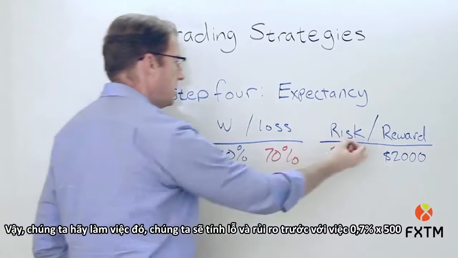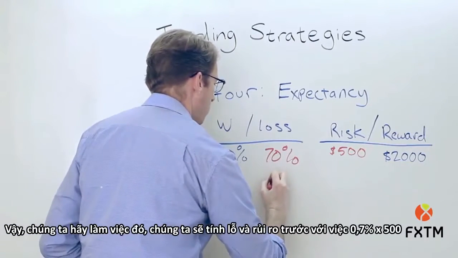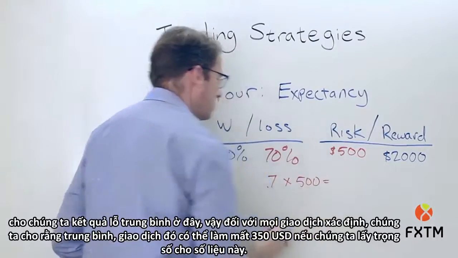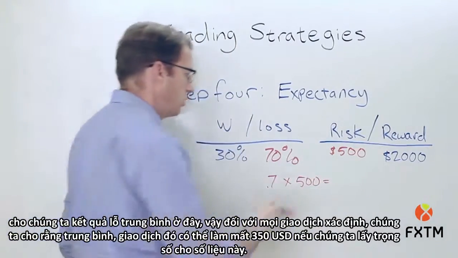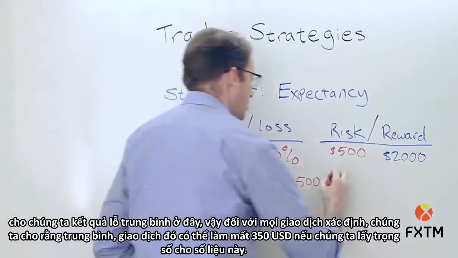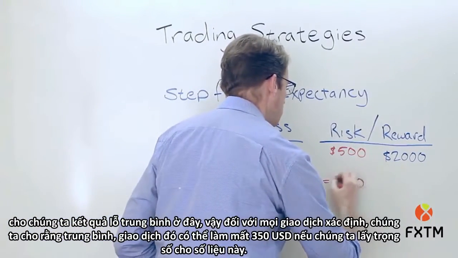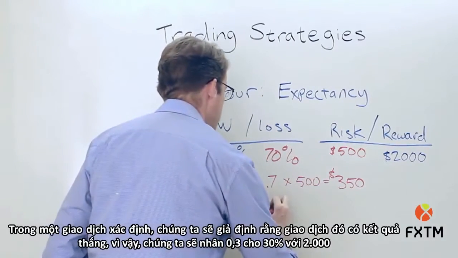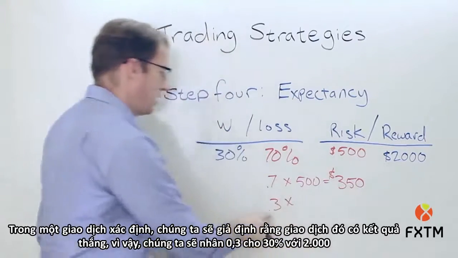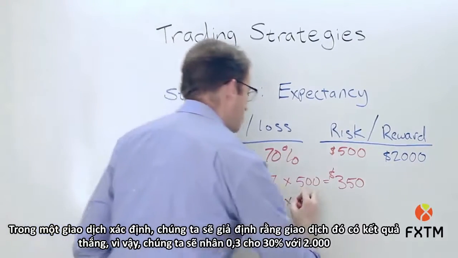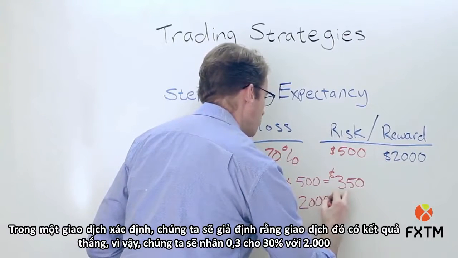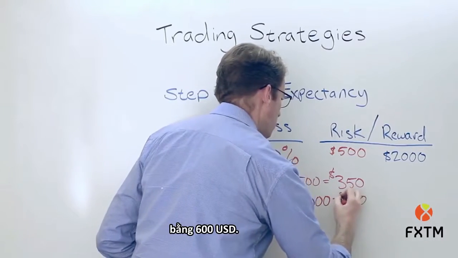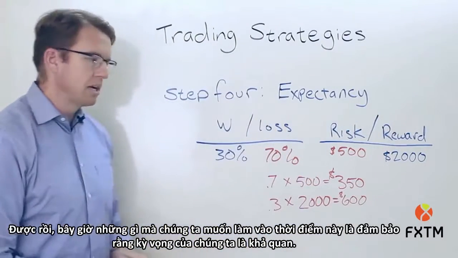So let's do that. We'll do the loss and the risk first. So 0.7 for 70% times 500 gives us an average loss here. So on any given trade, we think on average that's going to lose $350 if we weight this, assuming that the other 30% are winners. All right, now in a given trade, we would assume that the winners, so we're going to times 0.3 for 30% times 2,000 equals $600.